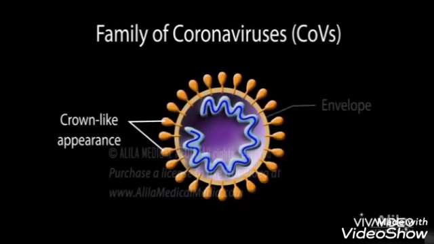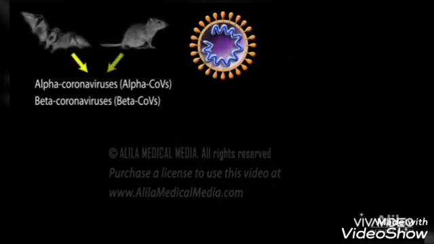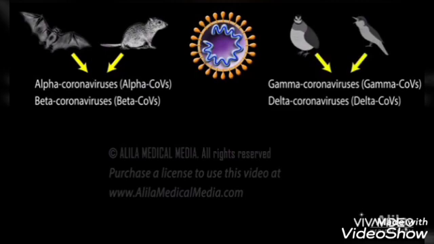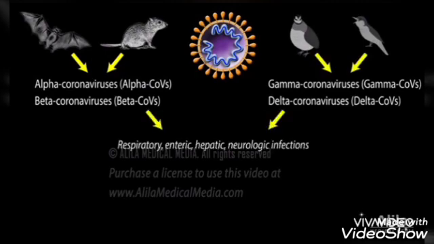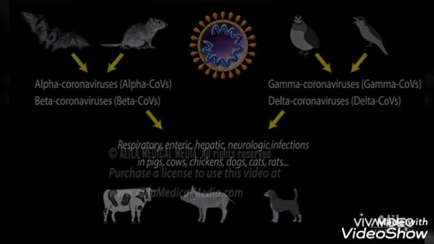Coronaviruses are a large family of enveloped RNA viruses. There are 4 groups of coronaviruses: alpha and beta, originated from bats and rodents, and gamma and delta, originated from avian species. Coronaviruses are responsible for a wide range of diseases in many animals, including livestock and pets.